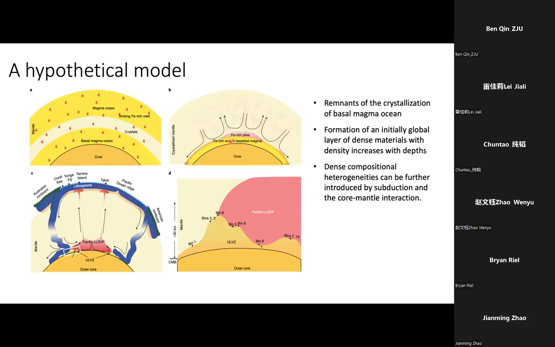Except for crystallization, other materials such as the subducted oceanic plate can also introduce heterogeneity to the core mantle boundary, which can potentially cause the compositional anomaly. Figure D just summarizes the seismic observations. You have a large variation in the thickness of the ultra low velocity zones, with a thicker ULVZ near the edge of the LLSVP, and then it thins towards the interior and outside the LLSVP. So that's basically the model they propose to explain everything.